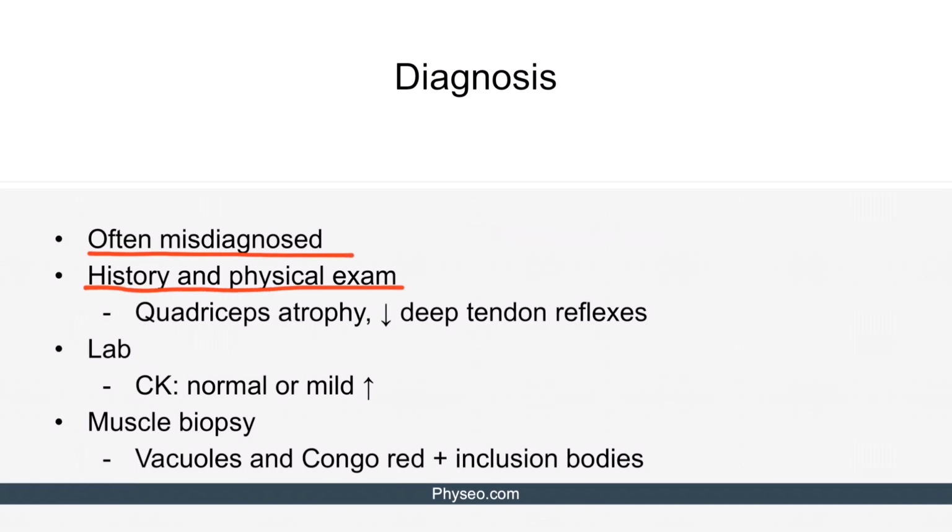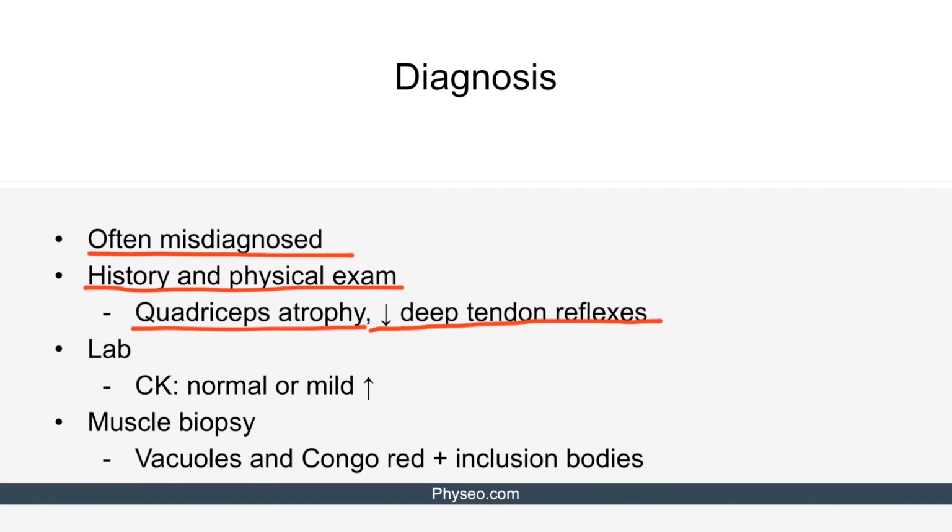History and physical examination will show weakness and atrophy of the affected muscle group. And oftentimes it's the quadricep muscles, which makes sense because we said these patients often have a difficult time standing from a seated position. You can't really do that if your quads are really weak. Severe weakness and atrophy of the quadriceps will lead to decreased deep tendon reflexes on physical exam. So that's another way to test that atrophy.